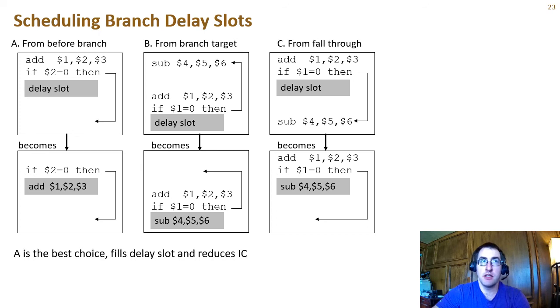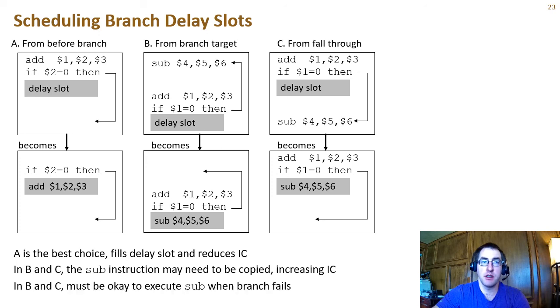In general, the best choice is to pluck an instruction from immediately before the branch. In the other two choices, we may need to copy the instruction instead, which will increase the code size. And it has to be safe to execute that sub instruction regardless of the branch outcome.